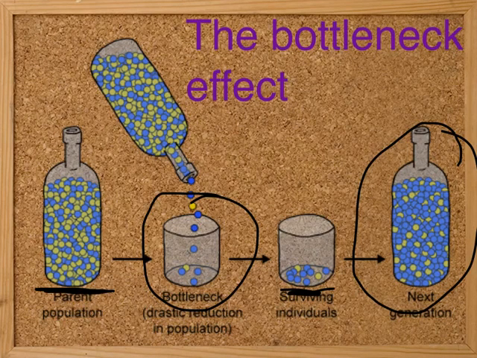But look what happened to the population. That yellow allele is now less likely to show up in the population. And again, that can drive evolution.